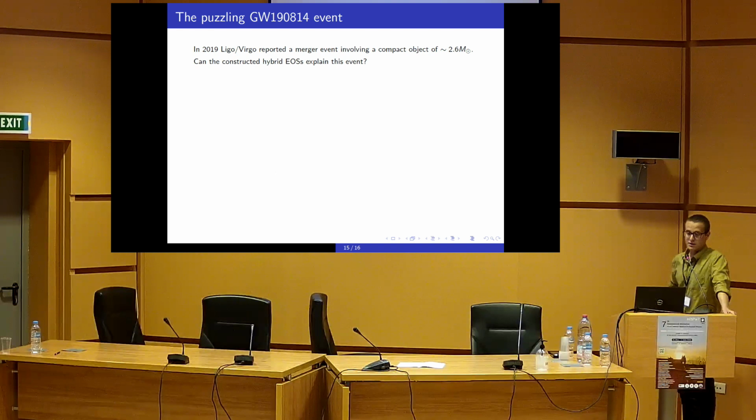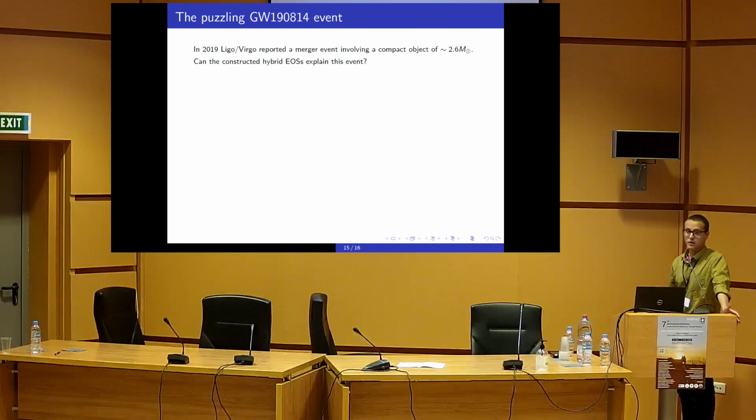And this is the GW190814 event, which actually involved a compact object of unidentified nature with around 2.6 solar masses. Obviously, none of the equations of state that we have predicted in this study can reach such high mass. And we wanted to investigate a possible scenario of explaining it with our equations of state.